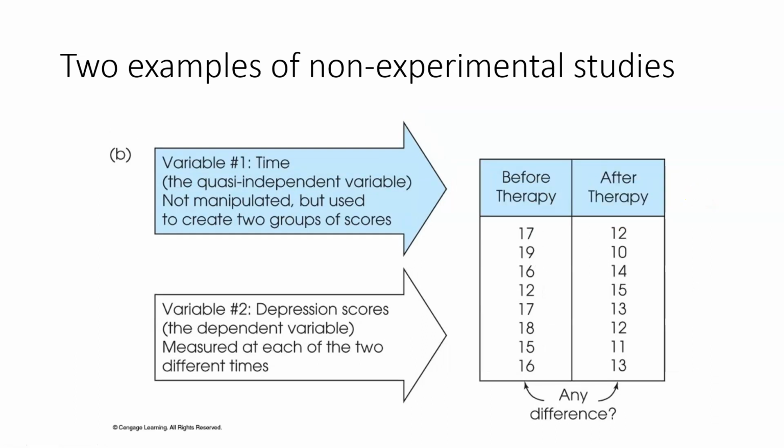In this second example, we have before therapy and after therapy. Now, we have depression scores measured in these two different groups, and we would ask, is there any difference? If people got better after therapy, we couldn't necessarily say that it was because of the therapy that they got better, because some people might have just gotten better over time anyway. But we can say whether there is a difference between before and after therapy. Again, we cannot determine cause and effect.